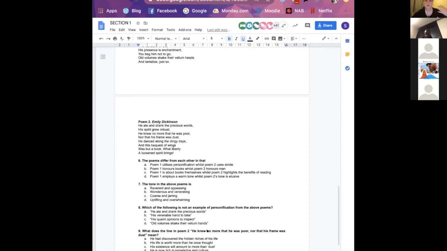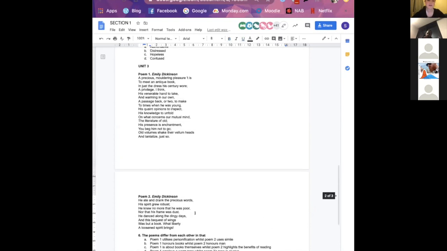The second part is that for it to be true personification, it has to be done not by a person. If it's being done by a person, it's not personification, it's just being a human. So you can't personify a person, they're already a person. So it comes down to knowing which one of these options is a person doing it, because the question is "not". So which one of these is being done already by a person? It is helpful to know the subject of each of the poems. Poem 1 is all about meeting a book, and all of the metaphors used are about the book itself. So things like his venerable hand to take here is taking the hand of the book.